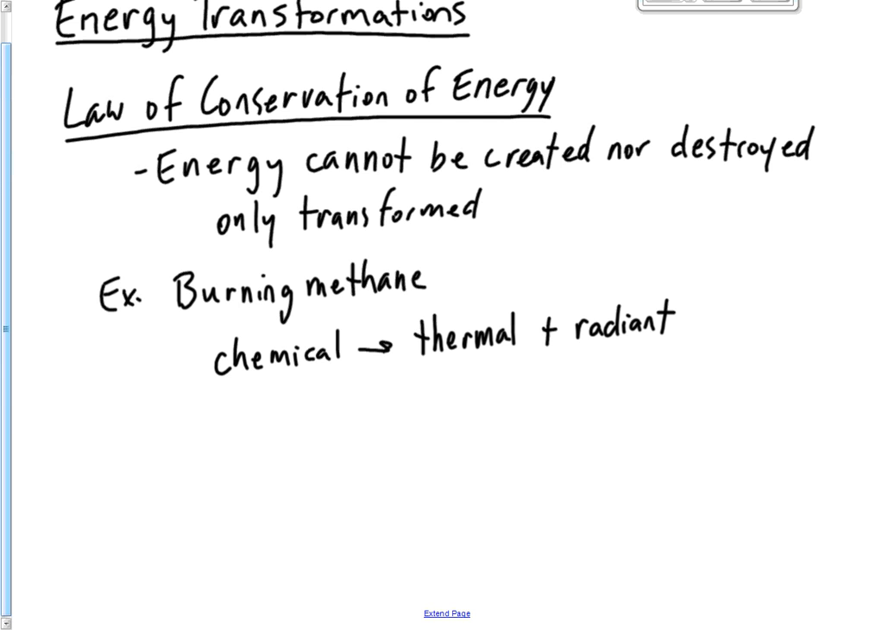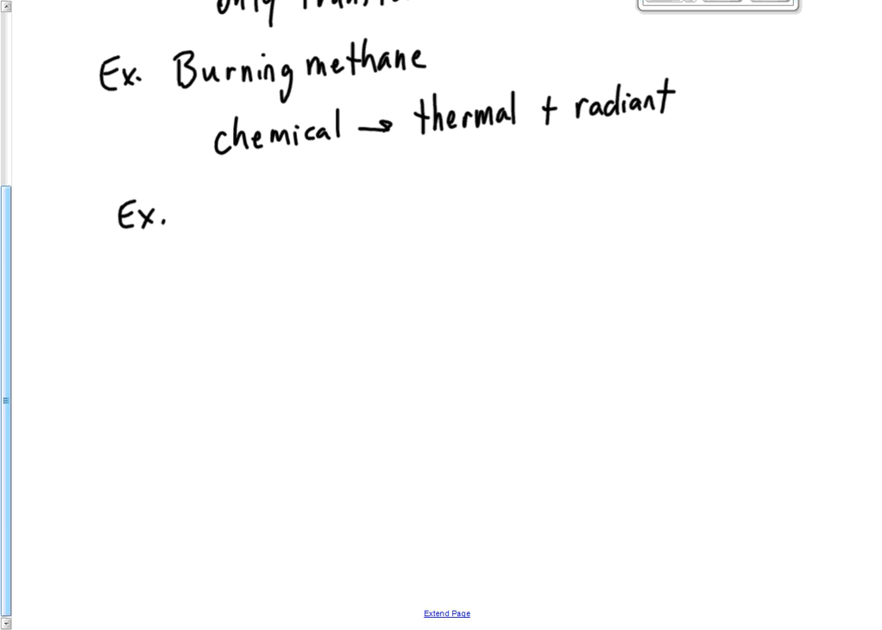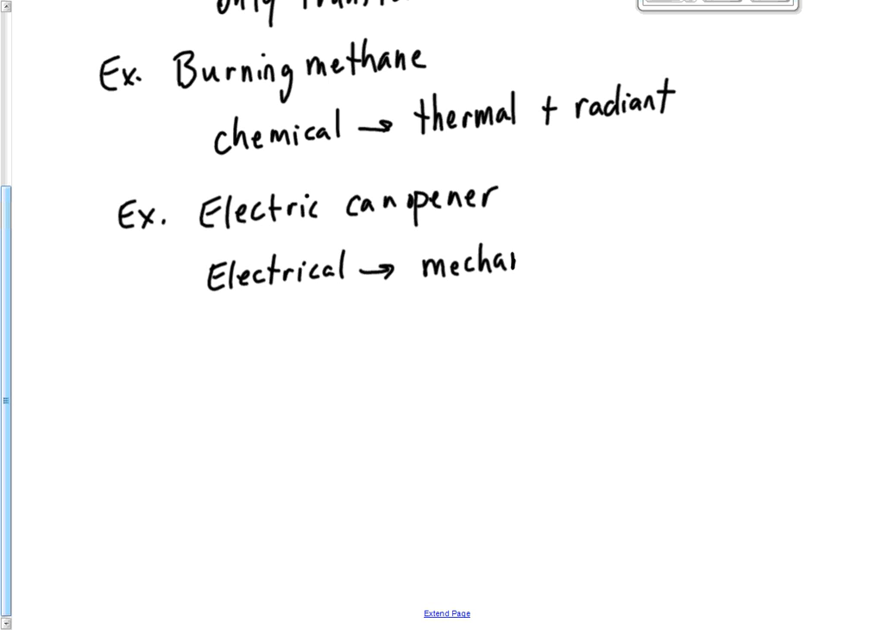Okay. Second example. Say we're going to use an electric can opener. First of all, it's just sitting there. It is plugged in, so we have electrical potential energy. Most of these are going to start with some sort of potential energy. So this one starts out with electrical potential energy. And then when we turn it on, we push the button, things start moving. So we end up with mechanical energy. That's the type of kinetic energy that we transform into. So we go from electrical potential to mechanical because the gears are actually moving.